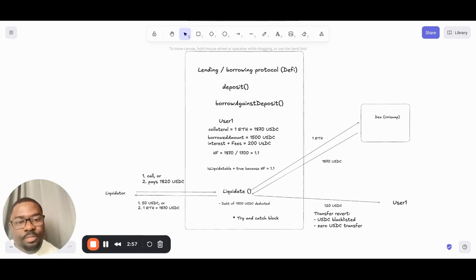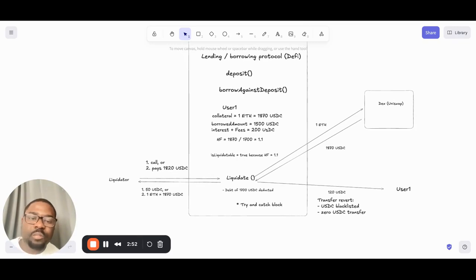All right. So now this liquidate function is what a liquidator will call to start the process of liquidation. Liquidators in this case are generally bots, normal people with bots. What they do is keep monitoring this is liquidatable variable for every user.